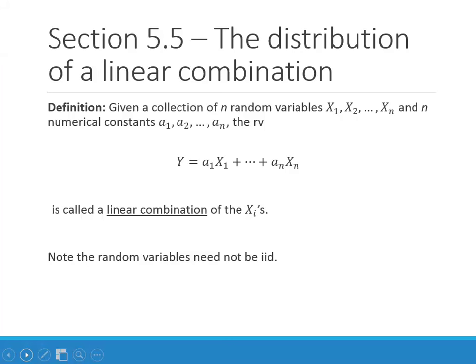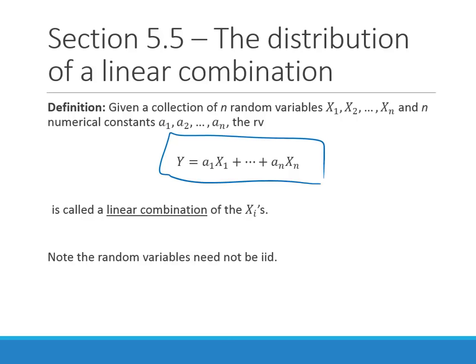Okay. So again, section 5.5 here, we're talking about the distribution of a linear combination. A linear combination is this thing right here. It's just some weighted sum. So I'm taking constants and I'm weighting each one of my observations and adding them all up. That's what I mean by a linear combination. So that's the definition there.